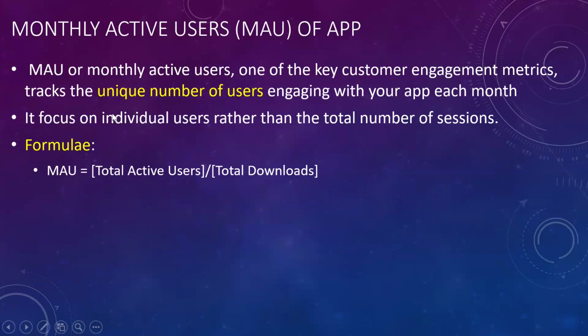Monthly active users of an application is one of the key customer engagement metrics that tracks the unique number of users engaging with our application each month. It focuses on individual users rather than the total number of sessions. And this is the formula.